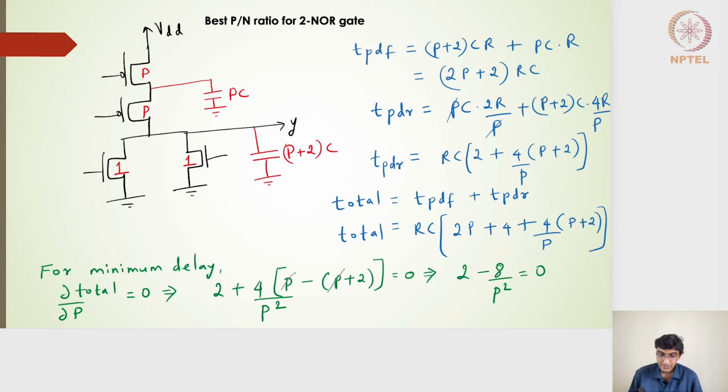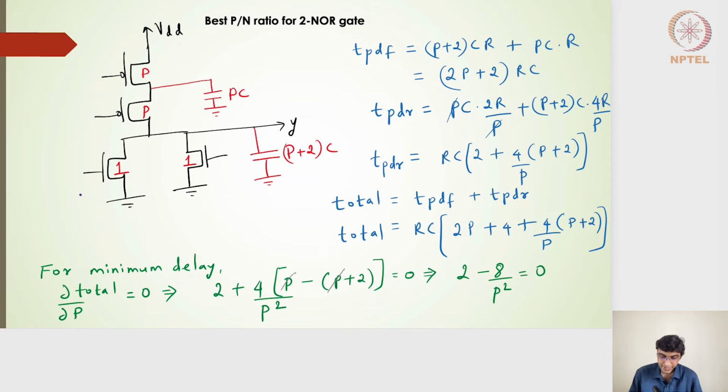So moving ahead, if I want to find out the best size, or in fact the best size ratio, the best P by N ratio, then I will have to use the Elmore delay method and find out the total delay, that is nothing but the propagation delay falling and rising. We'll get the total delay expression in terms of a variable. And then if I take a derivative of that and equate it to 0, I should be able to find out the best optimal sizes.